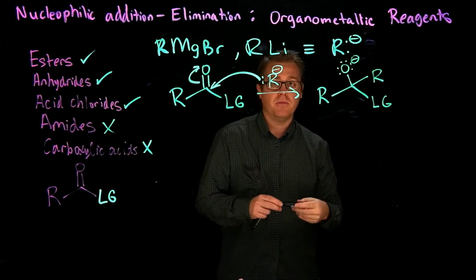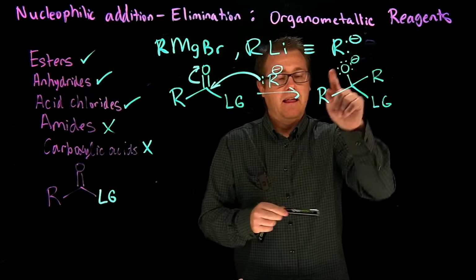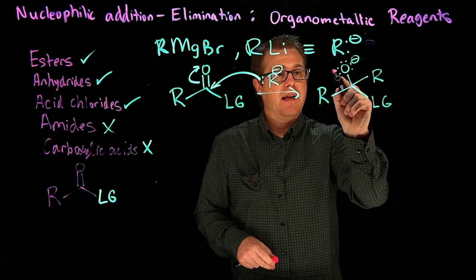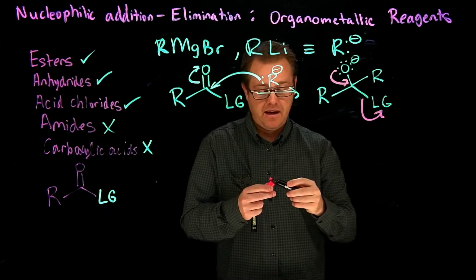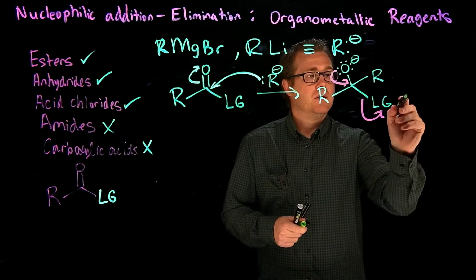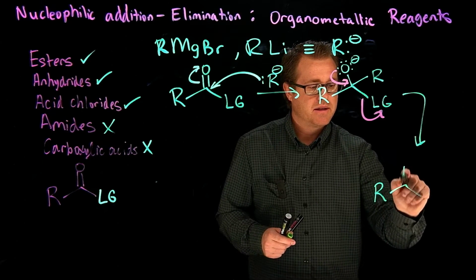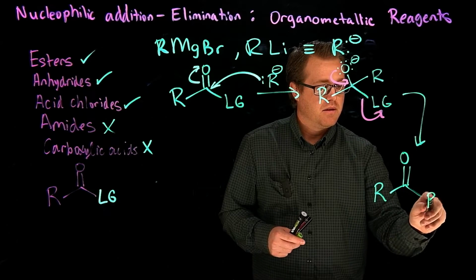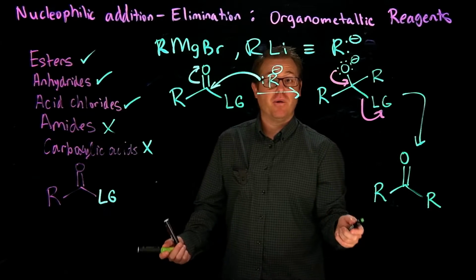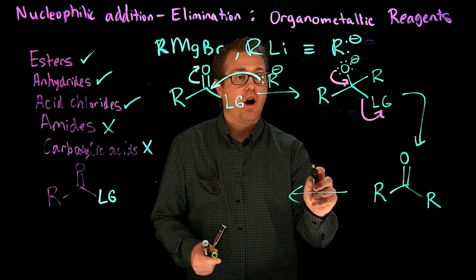There's that R group. Now look at what can happen here. This is a tetrahedral intermediate, and that can collapse back down, kicking off the leaving group. And so we would generate this species right here. And what did we just generate? We generated a ketone. And we already know ketones react with organometallic reagents. So it's just going to do it all over again.